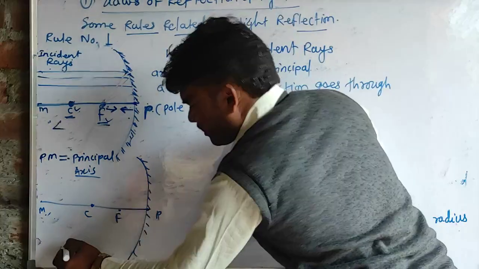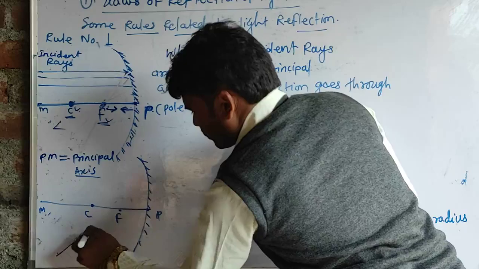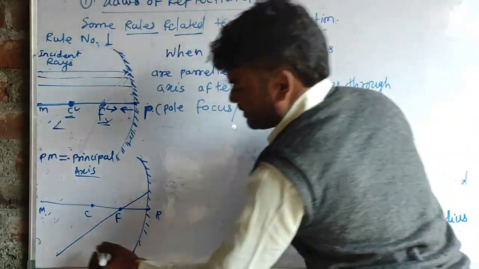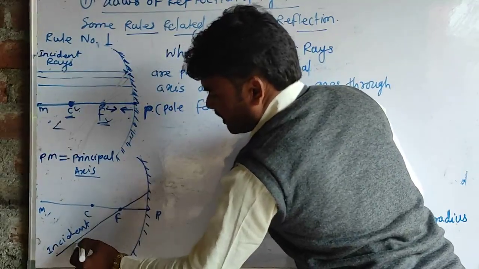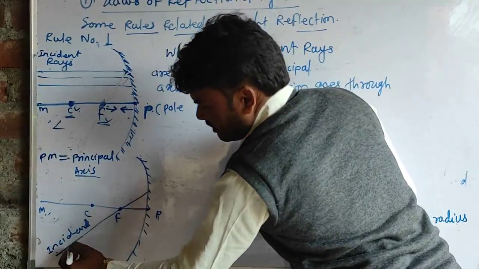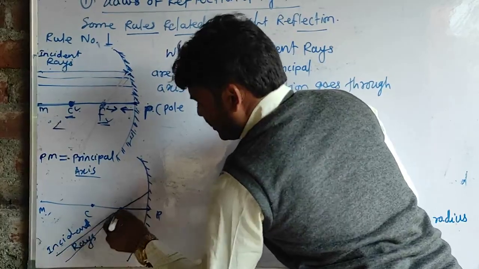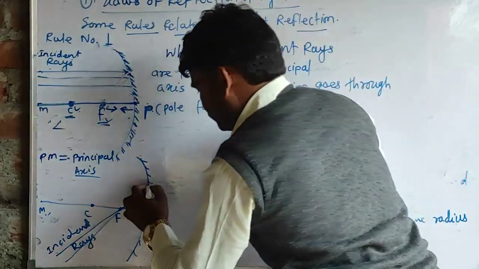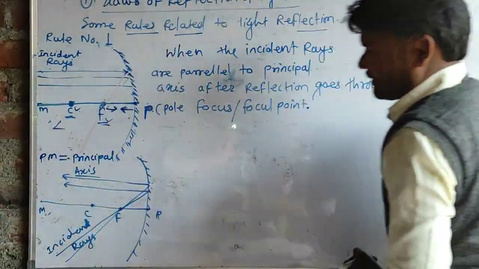See here, sometimes what happens, incident rays go through the focus. Incident rays, we can say here. So many rays go through the focus, again get parallel to the principal axis.